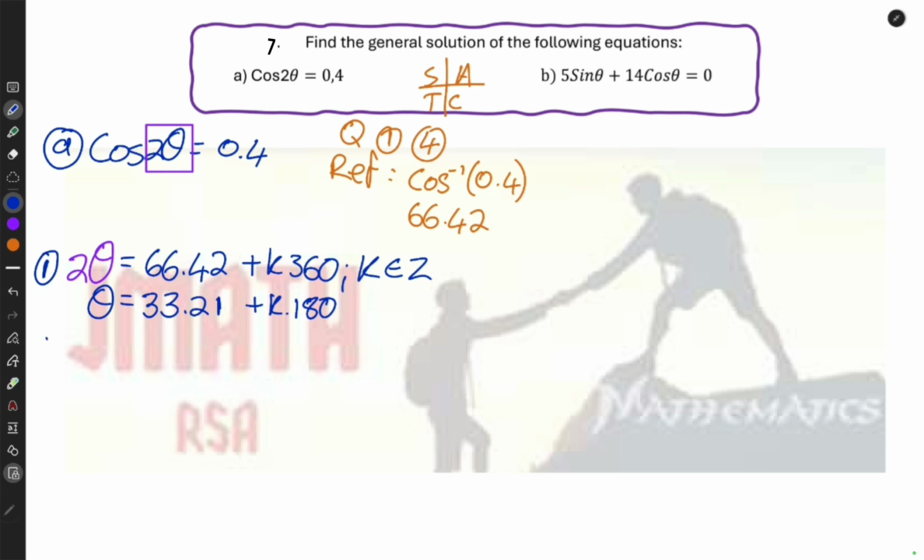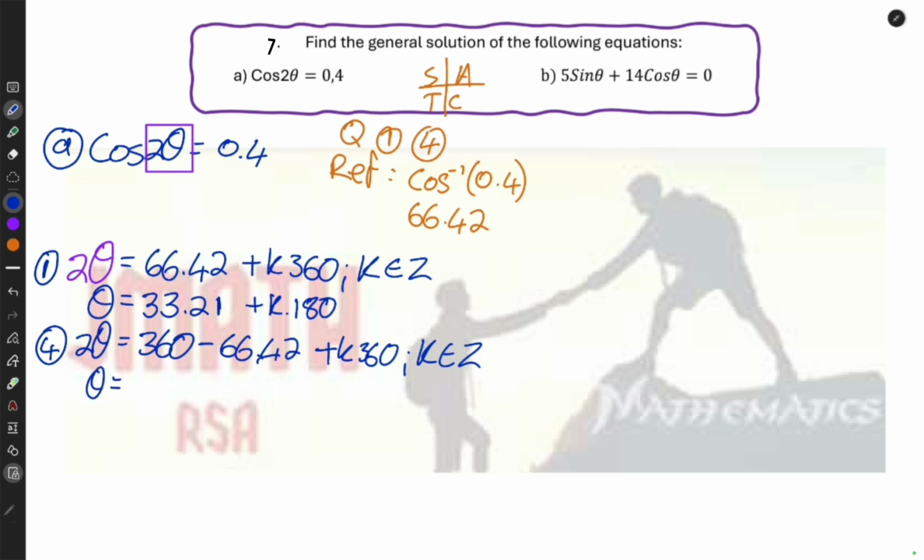Now I just need to go to the other quadrant I chose, which was 4. So 2 theta equals 360 minus the reference angle, 66.42, plus K360, and then just for good measure, write K is an element of Z. If you feel unsure about this, please go and check the video on general solution where I explain everything in detail. Once again, I am just going to type this in my calculator and divide everything by 2, and that would give me 146.79 plus K180. Great. That was the general solution for that one. Quite an easy one, but you need to know the basics and the rules so that they don't catch you out. Some of the grade 11 sums were quite hectic, but this luckily wasn't.